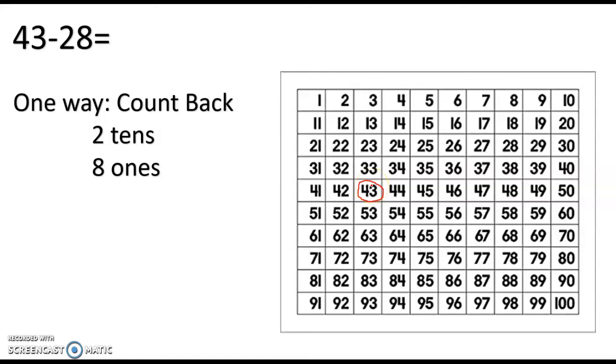So we know that to count back tens, we just have to go up. 1 ten, 2 tens. There's our 20. Okay, and now we count back 8 ones. 1, 2, 3, 4, 5, 6, 7, 8. And we get 15.